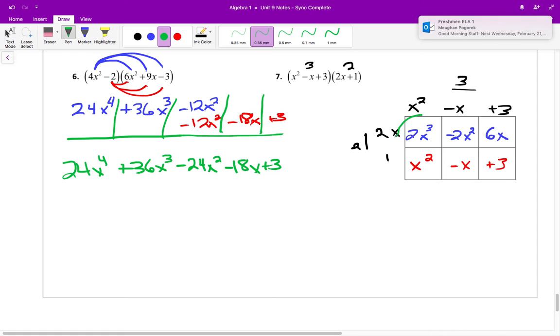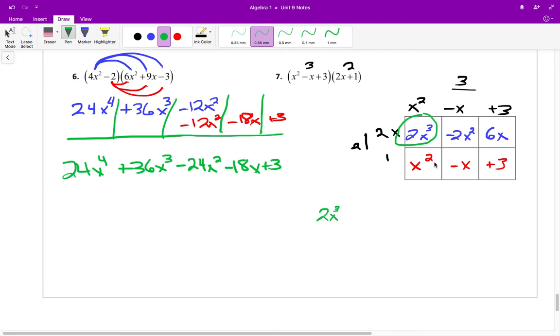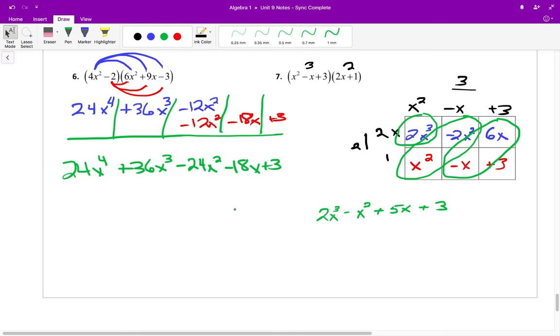All right, let's check diagonals now. So 2x cubed is its own diagonal, so we're just going to copy that down, 2x to the power of 3. Next diagonal here, you've got negative 2x squared and x squared. Negative 2 plus 1 is negative 1, so negative x squared. If you left the 1 there, same thing. Now, negative x and 6x: negative 1 plus 6 would be a positive 5, so you have plus 5x. And then the plus 3 is by itself. So here would be your final answer.